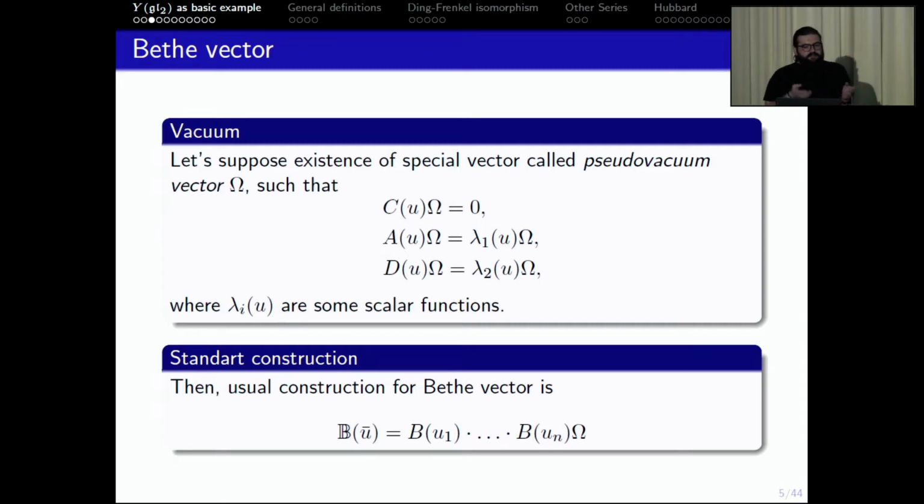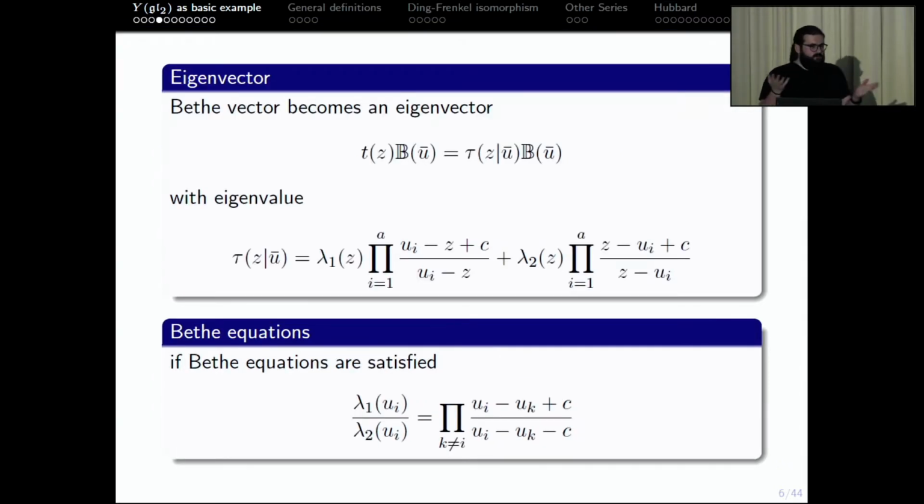When the operators C, A, and D act on the vacuum, you have only one possible way to choose the construction. It's just the product of B, B, B onto the vacuum with different spectral parameters. So in the GL2 case, there is not so much freedom to choose. We start with this, and usually it succeeds. It was known that if you act by the transfer matrix, the trace of the monodromy matrix, onto the Bethe vector, and the parameters satisfy the Bethe equations, then our Bethe vector becomes an eigenvector of the transfer matrix. It's a very well known, simple story for everyone.